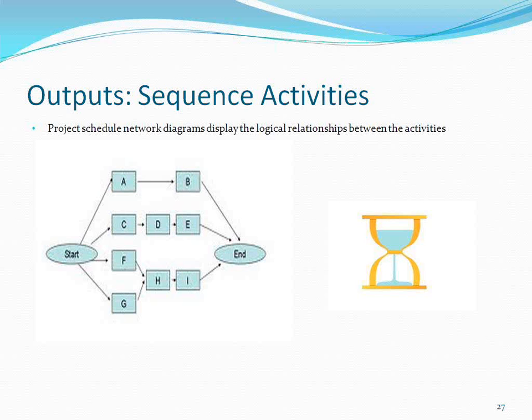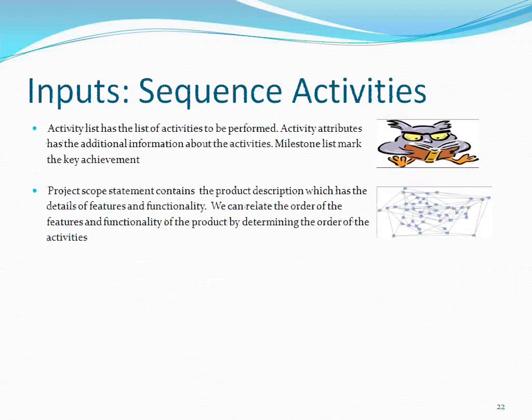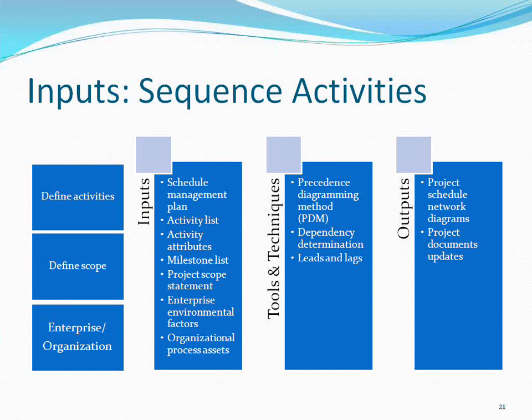So this is the output you get: the project schedule network diagram, and project document updates. You will go and update some documents in the project in sequence activities.